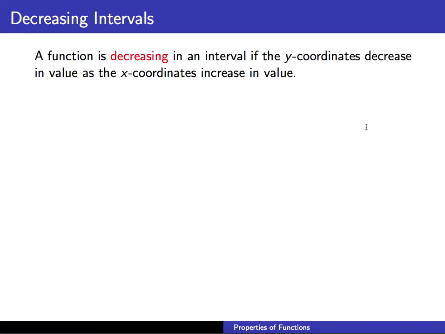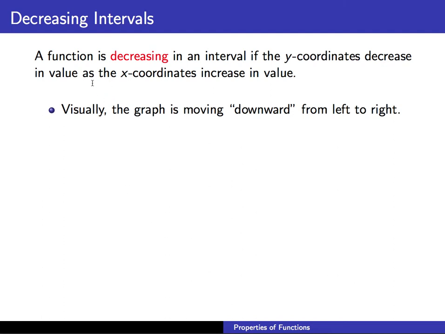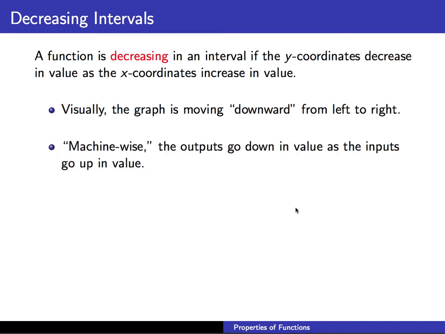A function is decreasing in an interval if the y-coordinates decrease in value as your x-coordinates go up in value. So from a visual perspective, your graph is moving downward. You might be starting up here, and then you're moving downward as you go from left to right. From an input-output perspective, your outputs are going down in value as your inputs go up in value. Mathematically, if, again, a is less than b, for decreasing the value at a, which may be up here, your y-coordinate here would be bigger than your y-coordinate down here. So you'd have to go down to get from this starting point to this ending point.